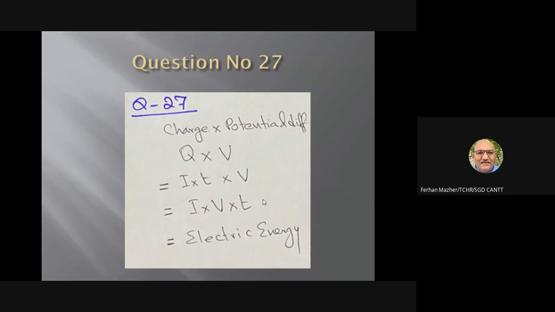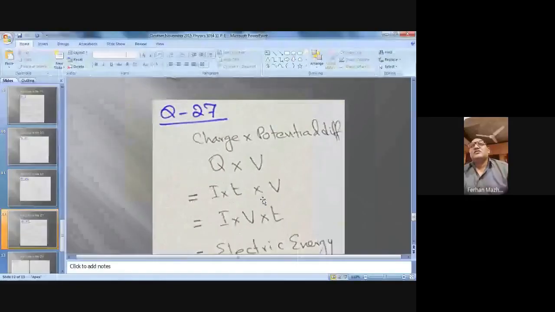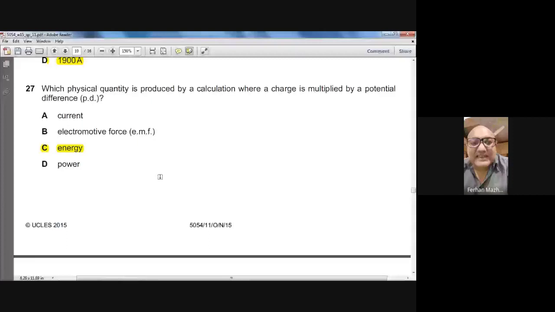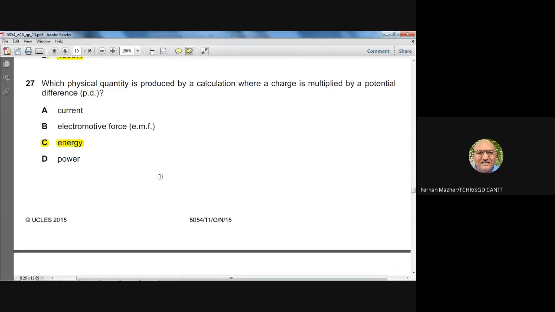It means that when you multiply charge with the potential difference, that is equal to the electric energy. Charge multiply potential difference equals electric energy. So let's look at the options we have. Energy, C is the right choice for question number 27. But you should also understand how I came to know that this is equal to energy. I've shown you that work. Kindly never forget that.